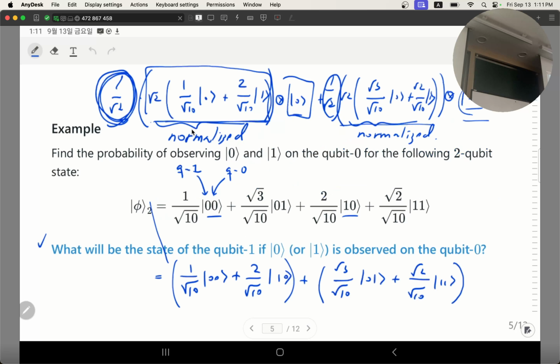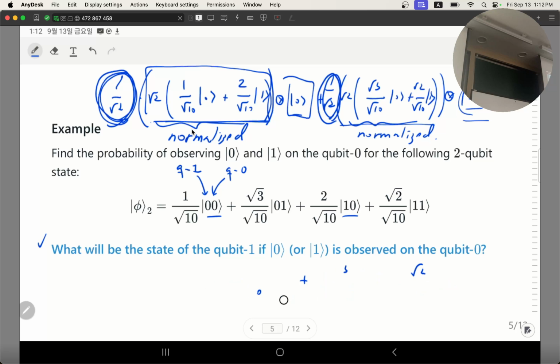So what is the probability of observing 0 at qubit 0? 50%. How about observing 1? Yes, same 50%, right? So you have a 50-50 chance to observe either 1 or 0 when you take the measurement of qubit 0. Now, suppose that the outcome is 0. What will be the state of qubit 1 after measurement? This one, right? Qubit 1 will be fixed to the state of this.